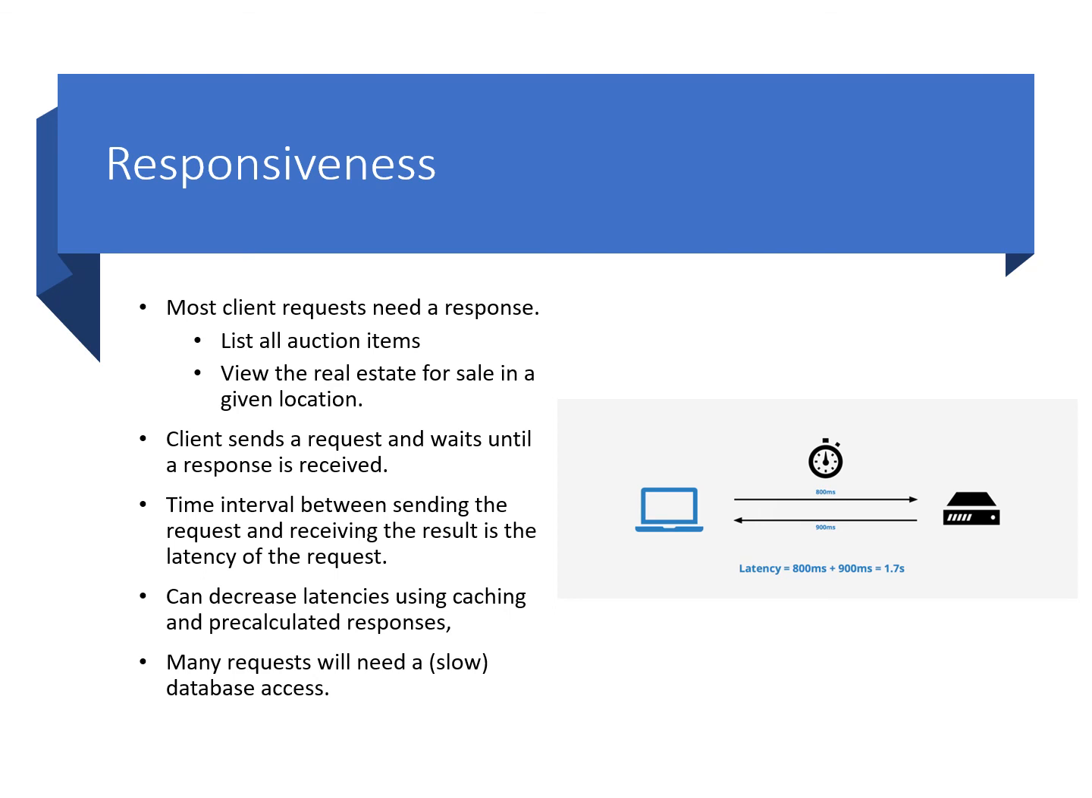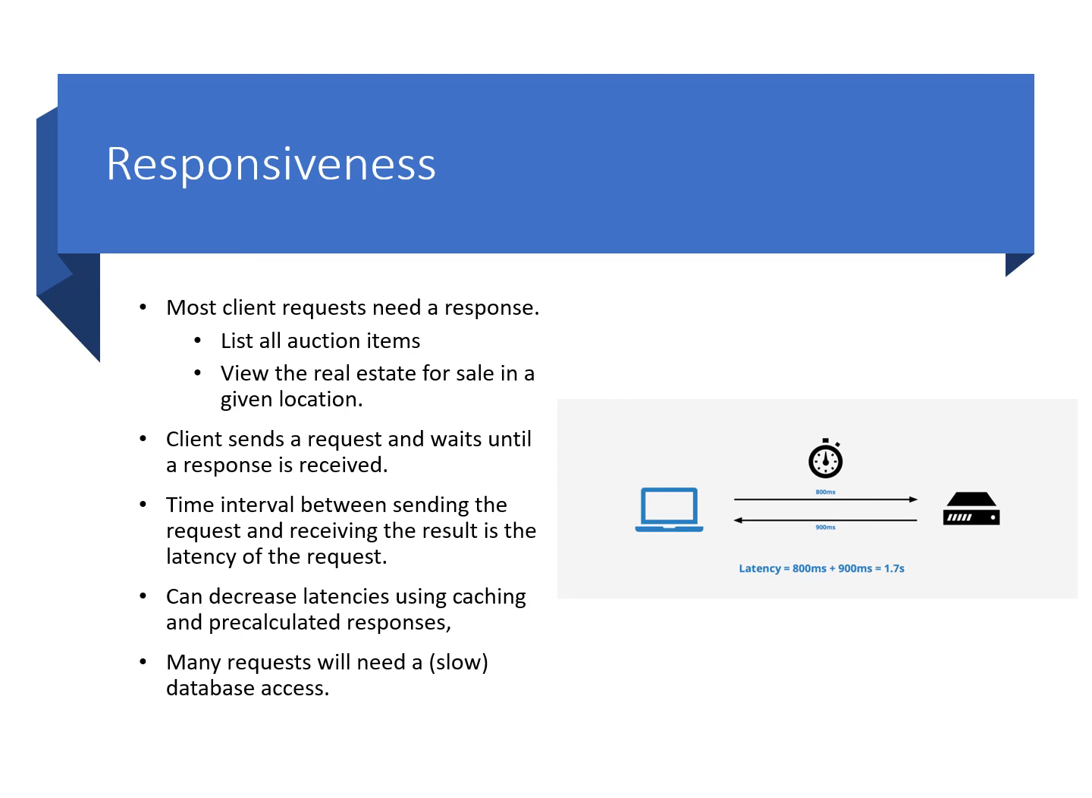Most client requests expect a response. A user might want to see all the auction items for a given product category, or see the real estate that's available for sale in a given location. In these examples, the client sends a request and waits for a response to be received. The time interval between sending the request and receiving the results is called the latency of the request and is illustrated on the slide here.